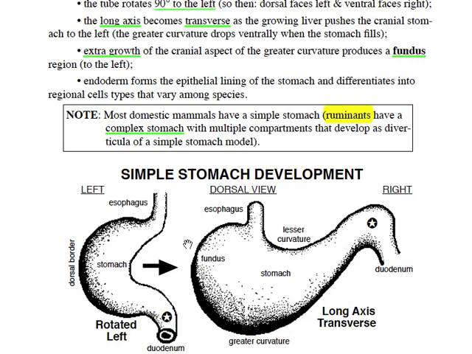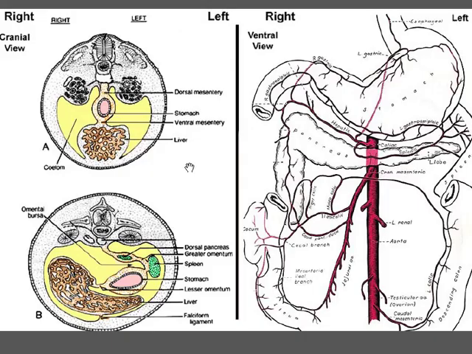In ruminants, a complex stomach is formed with 4 compartments. The compartments arise embryologically as diverticula of a simple stomach. In this image, we see transverse sections of a developing stomach. These are cranial views, so left is to your right.